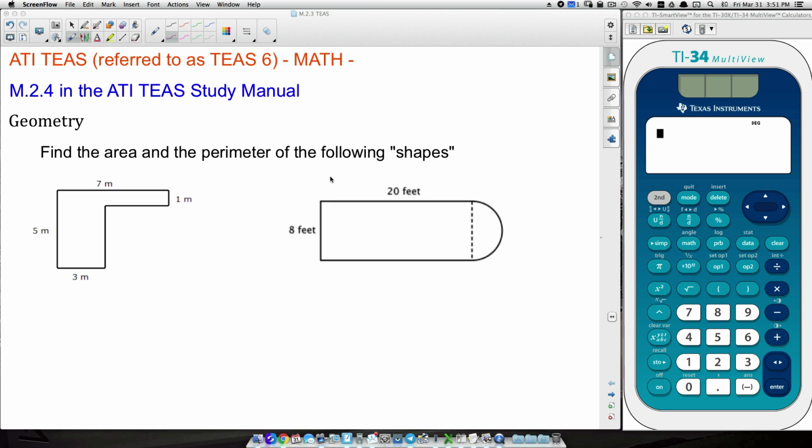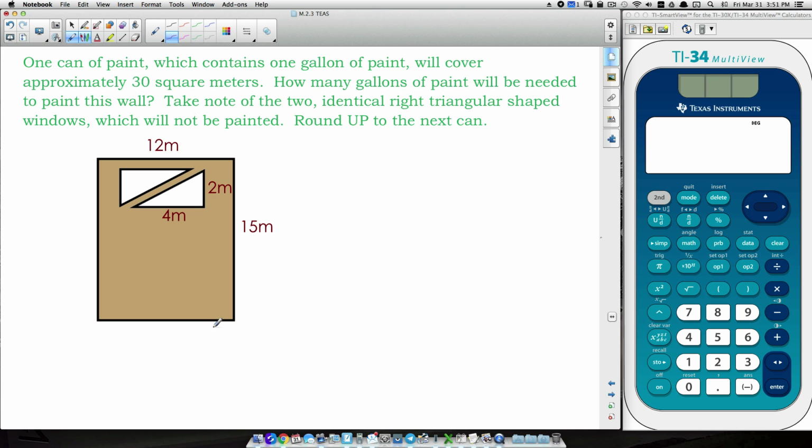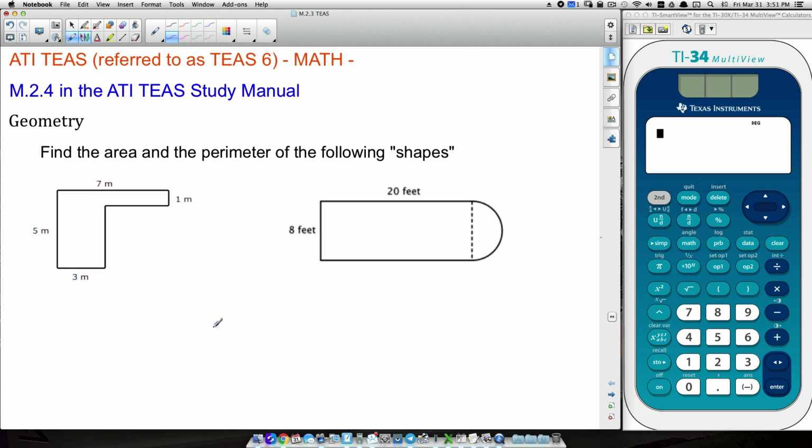And we're going to look at 4 examples in this video. These two here, and then this one, and this one right here. So let's go ahead and get started. We want to find the area and the perimeter of the following shapes.